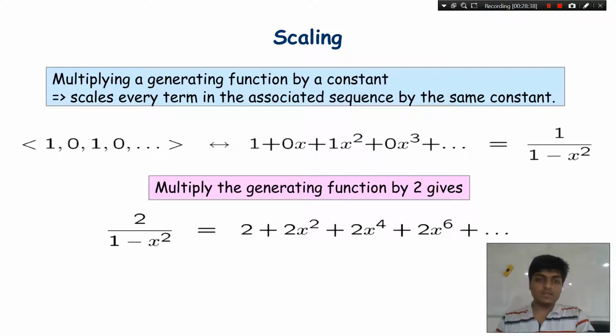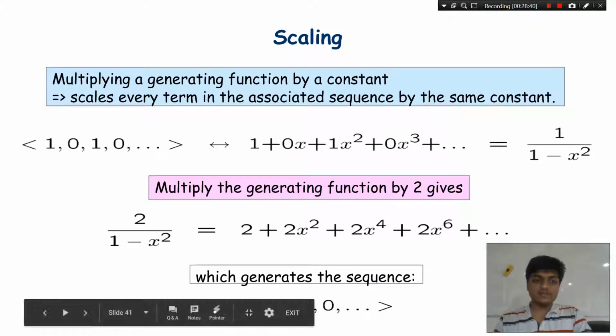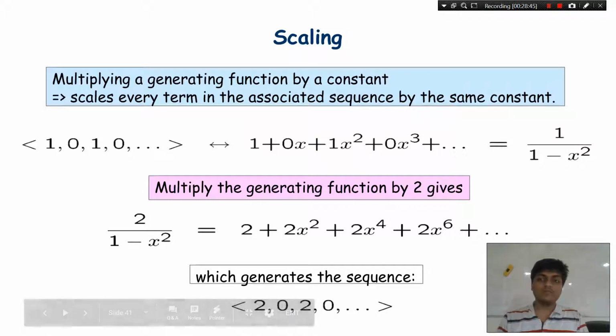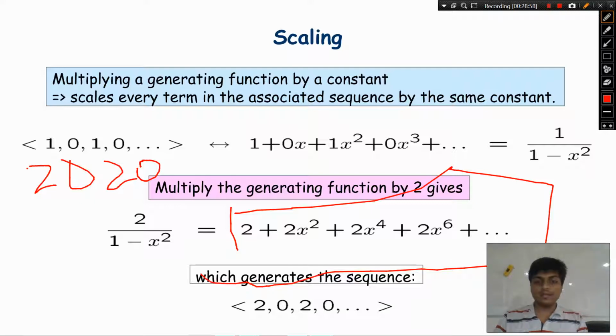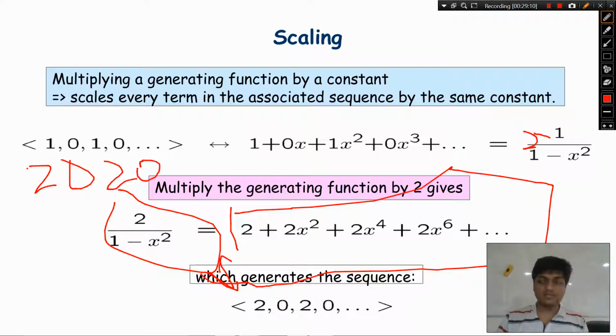So for example, multiplying any generating function by 2 basically multiplies the whole sequence by 2. So this is the sequence. If I multiply all the terms by 2, then we'll get 2, 0, 2, 0, and so on. And the generating function for this sequence will be this, right? And the closed form for this can just be found by multiplying this by 2. So we found the closed form expression for the generating function of this sequence easily, right?